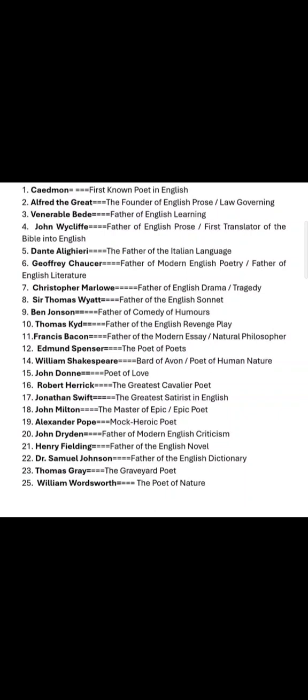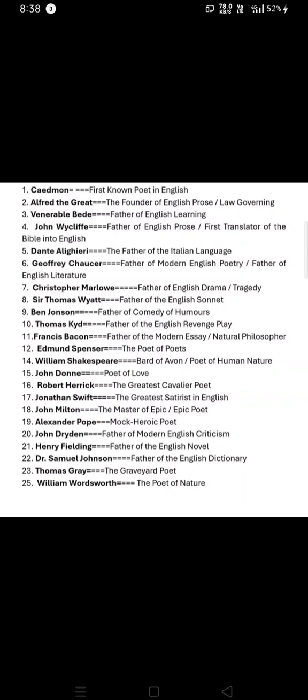Usually, all the questions come from the grammar part and the history of English literature, but some questions are related to the history, that is, who is the father of English drama or the greatest satirist. Usually, one or two questions are asked, and if we analyze the paper of 2009, I think two questions were asked from these personalities of English literature. Let us learn about these and memorize the names with their associated works.